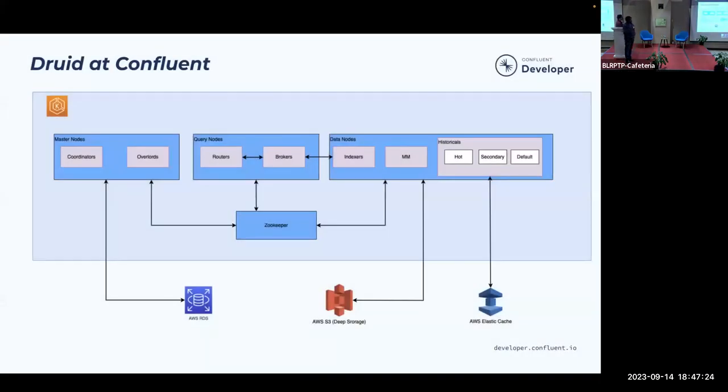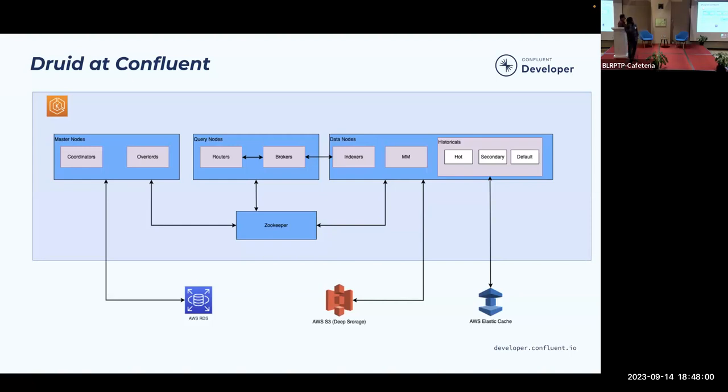Okay, so the Druid architecture at Confluent has components that are almost the same, with no change from what we have seen in the previous presentations. The only exception is that we have indexers and middle managers. We used to have middle managers for ingestion and compaction, but we faced performance issues with that. We experimented with indexers, and right now our production cluster is running with indexers only for ingestion and middle managers for compaction.